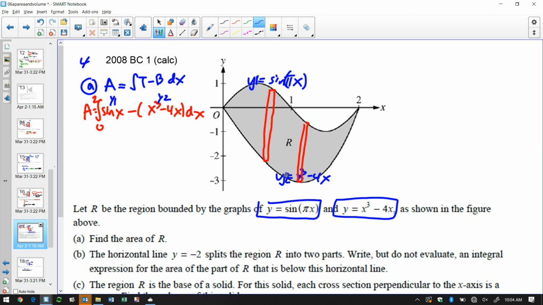Does anybody want to shout out your answer? We can check together, or we can just move on. 4. 4? Did anybody else get 4? No. Okay, so that's your answer, 4. Well, that's kind of strange. Okay, let's go to letter B.